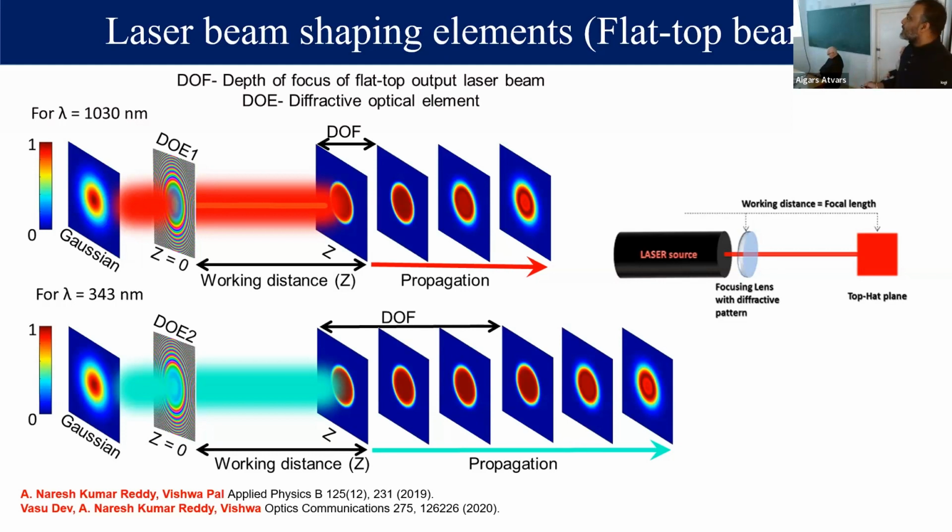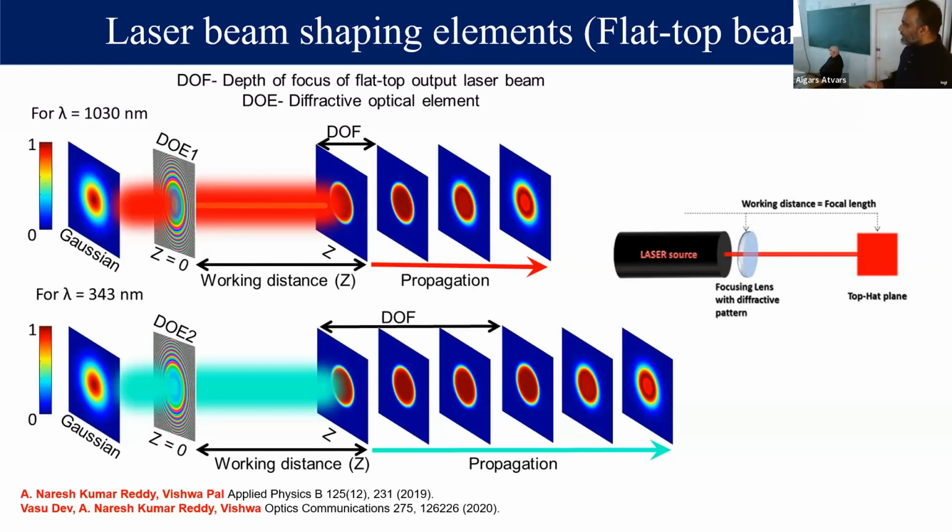So the depth of focus for the flat top beam is relatively very small when you compare it with the Gaussian beam. The Gaussian beam will have a long Rayleigh range compared with the flat top beam. But the applications of the flat top beam differ significantly from the applications of the Gaussian. That is the reason we have shown more interest in shaping the beam from Gaussian to the desired shape.